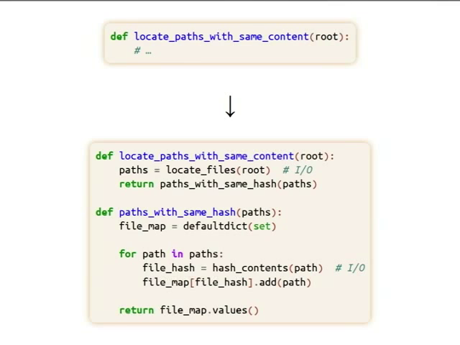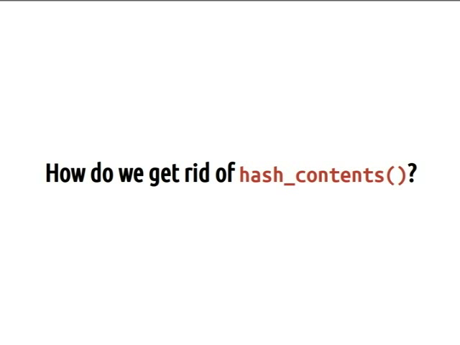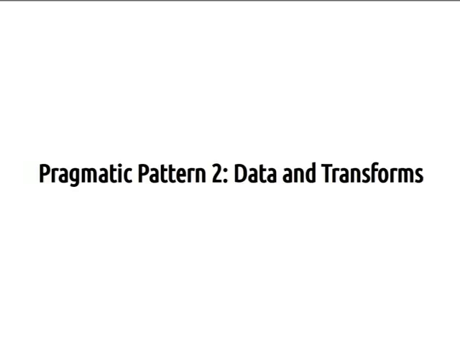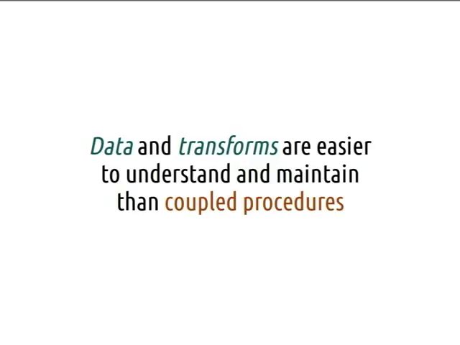Great. Problem. How do I get rid of hash contents? That one is not going to come out quite so easily. The way that we get rid of it is through applying the second pattern, which is to think of your system in terms of data and transformations on that data. The reason is that data and transforms are easier to understand than coupled procedures.